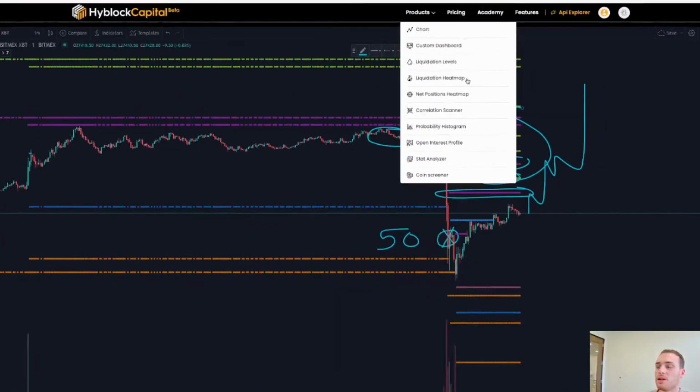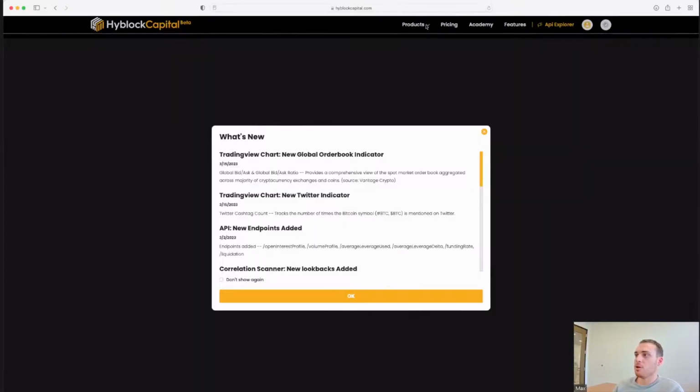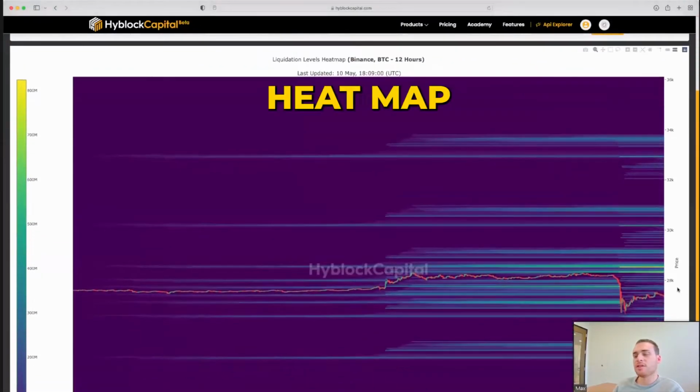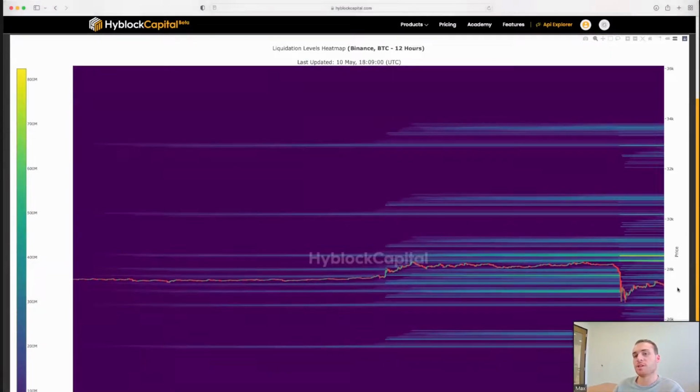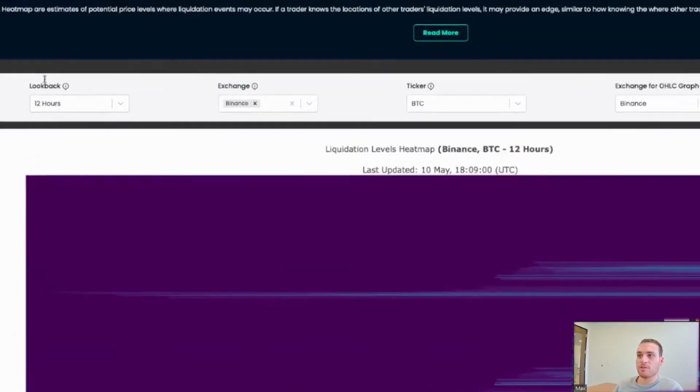Thanks for tuning in. The next Hyblock tool that I'd like to go into is the Liquidations Heatmap. So you go up to products, click Liquidations Heatmap, you click OK. And now this is one of my favorite tools here, and it's very similar to the liquidation levels in the sense that you're able to identify a hot level where there's potentially traders that are subject to liquidations or having their positions forcibly closed. Now, here we're looking at the 12-hour chart, as you can see in the upper left corner. The exchange that we're looking at is Binance, and the ticker that we're looking at is Bitcoin.